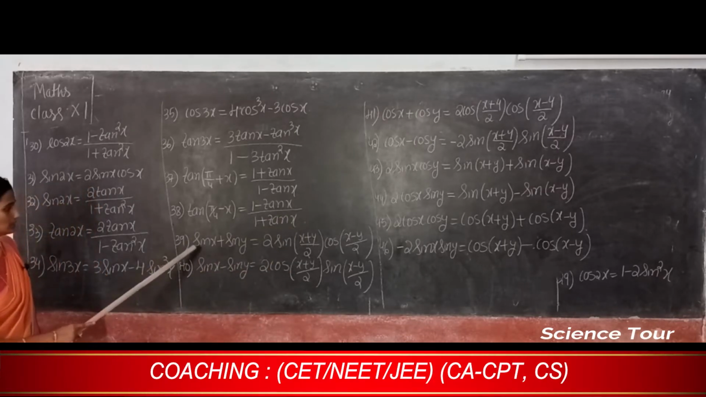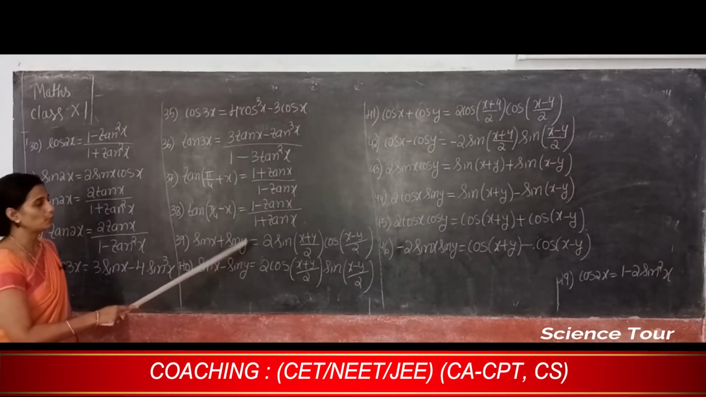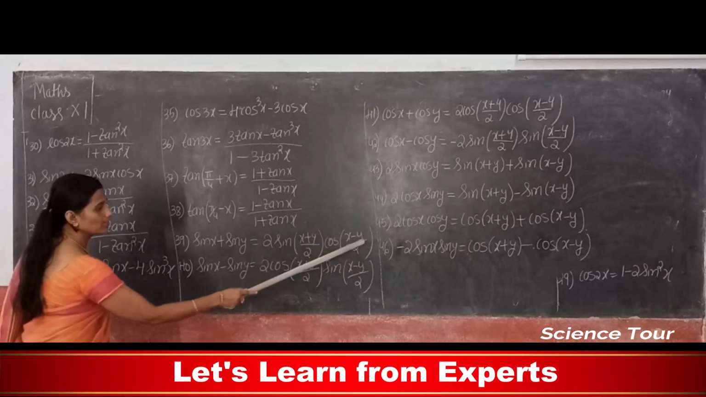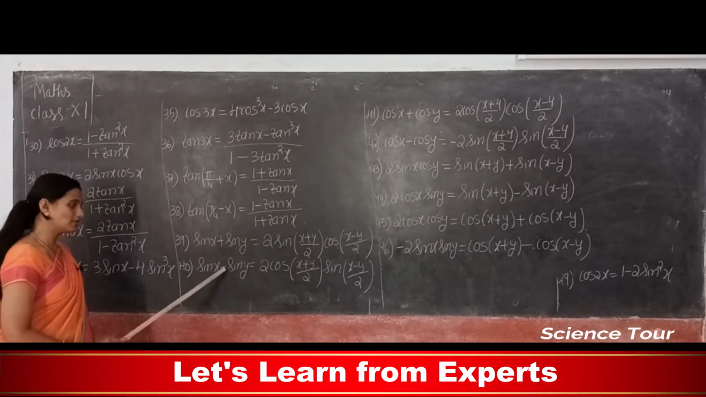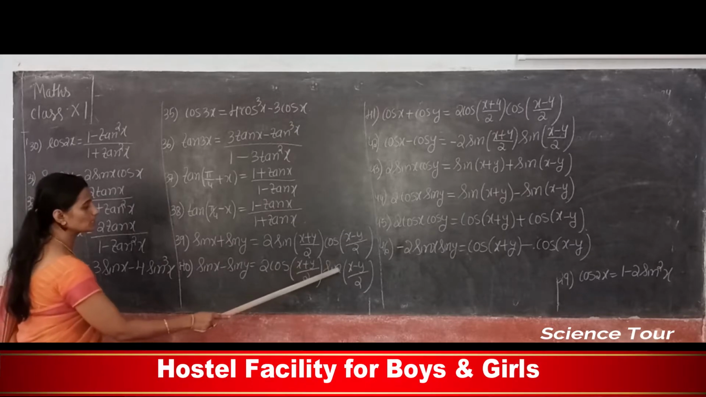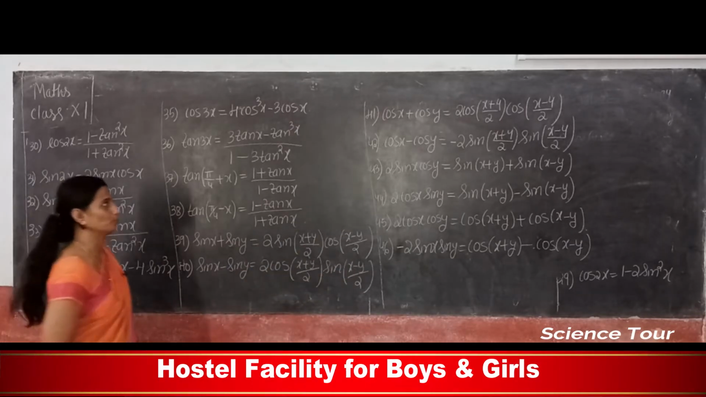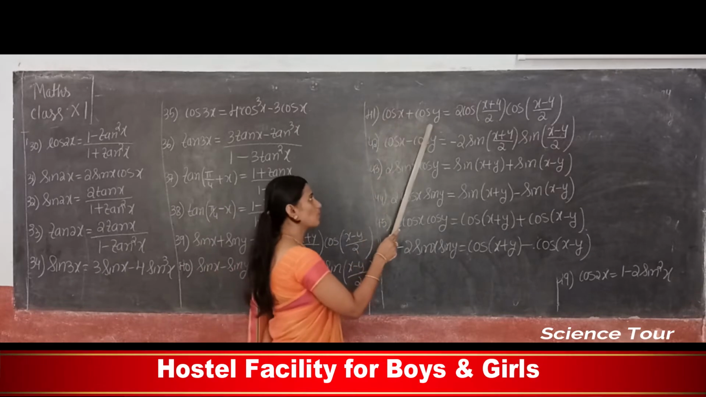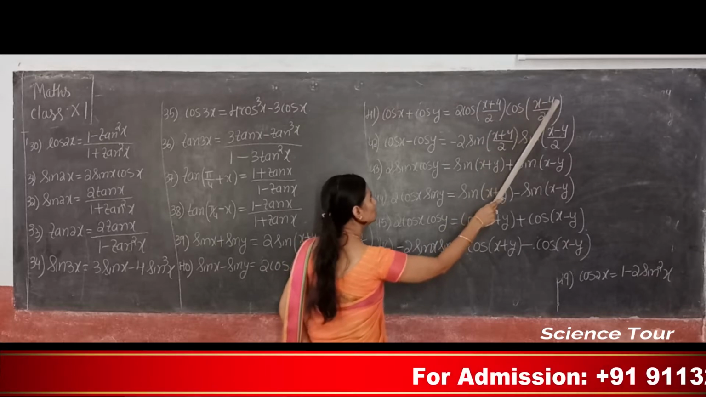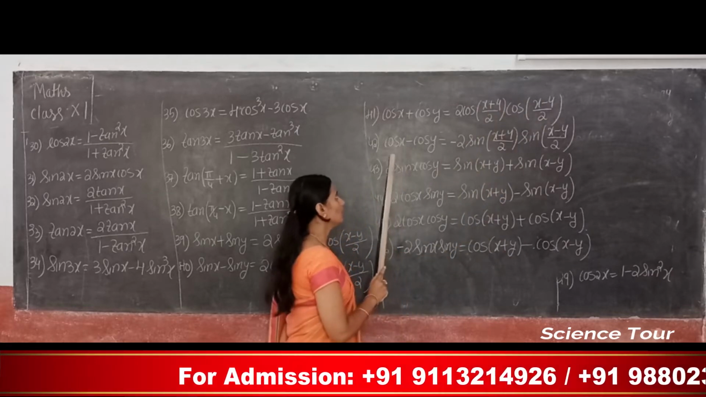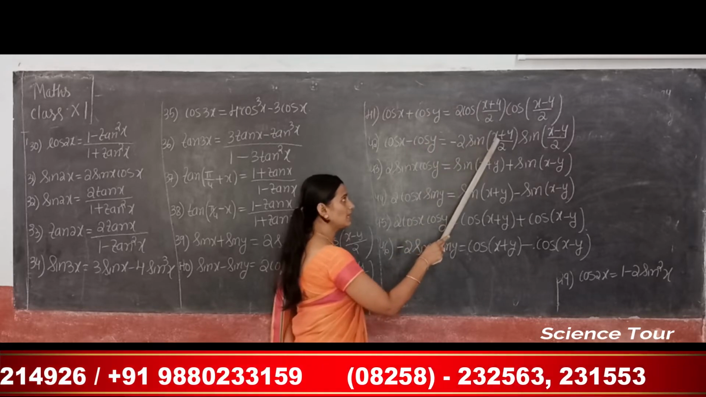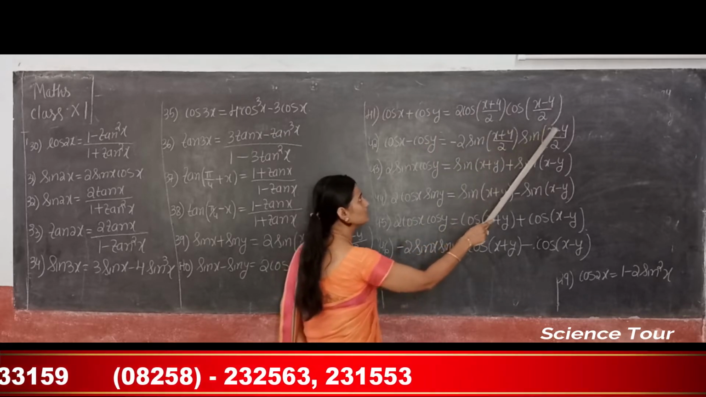Now next, sin x plus sin y, the formula is 2 sin((x plus y) by 2) cos((x minus y) by 2). Sin x minus sin y is 2 cos((x plus y) by 2) sin((x minus y) by 2). Next, cos x plus cos y is 2 cos((x plus y) by 2) cos((x minus y) by 2). Cos x minus cos y is minus 2 sin((x plus y) by 2) sin((x minus y) by 2).